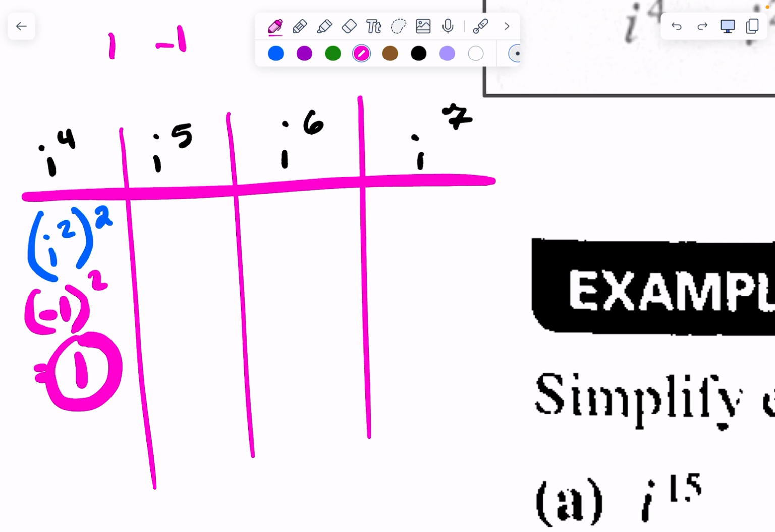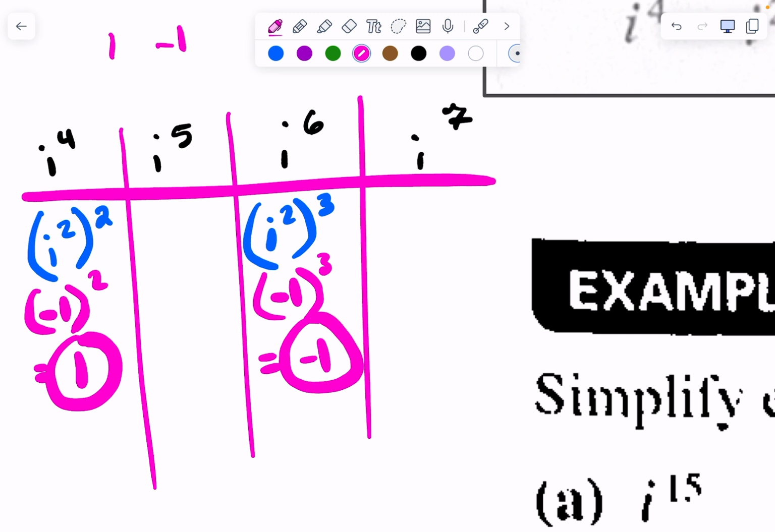Let's jump over to I to the 6th power. I know I squared, but I have to take I squared to the 3rd power to make 6. I squared is negative 1, so this is like taking negative 1 to the 3rd power, and that is negative 1. So if the exponent is even, like 4 and 6 and 8 and 102 and whatever, your answer will either be 1 or negative 1.